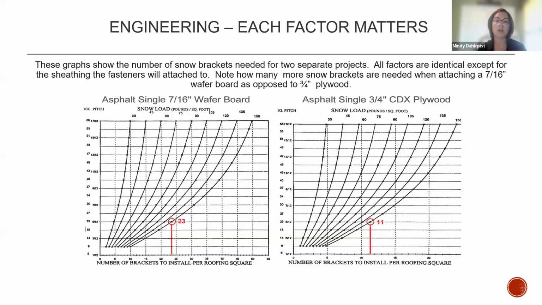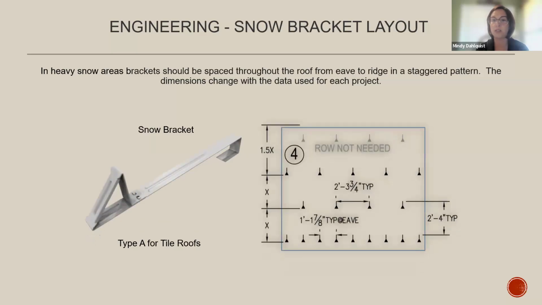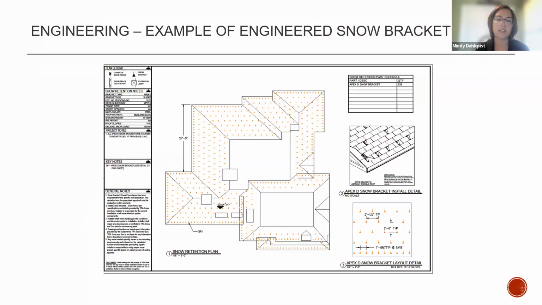Otherwise, you could be installing twice the amount of brackets necessary, or half as many as is necessary to actually hold the snow back, and you could see failures. This is just a little example of what the snow retention layout can look like. And I mentioned that those will be in a staggered pattern from eave to ridge.